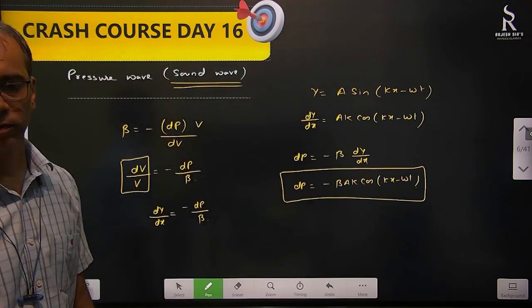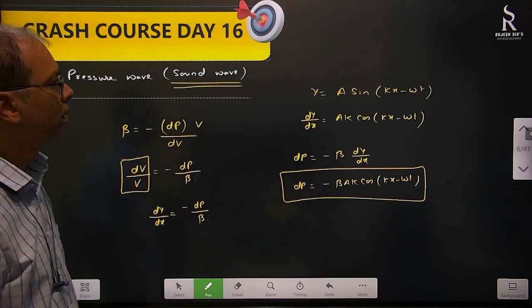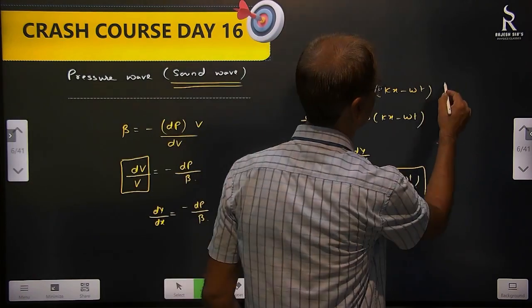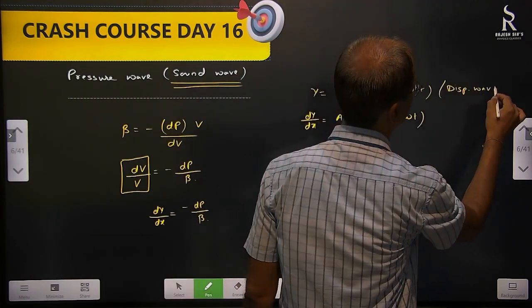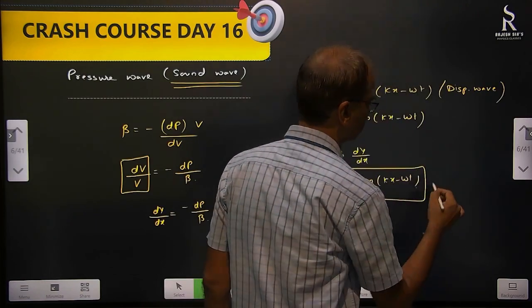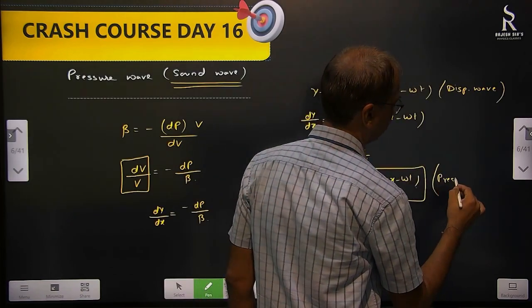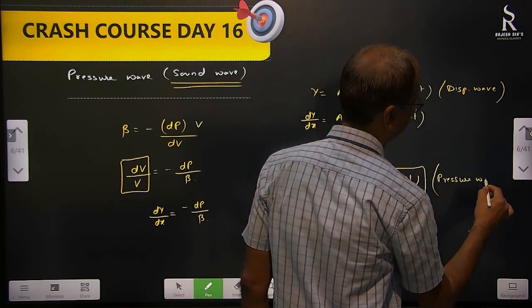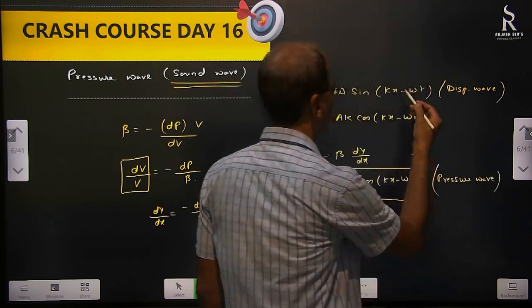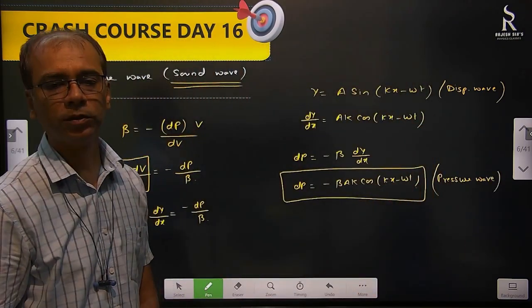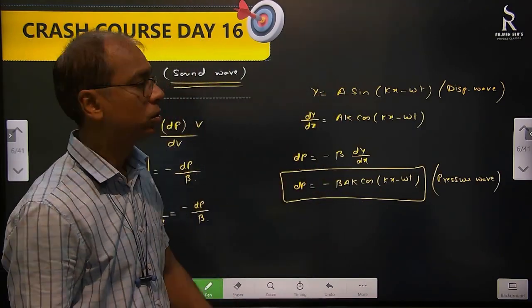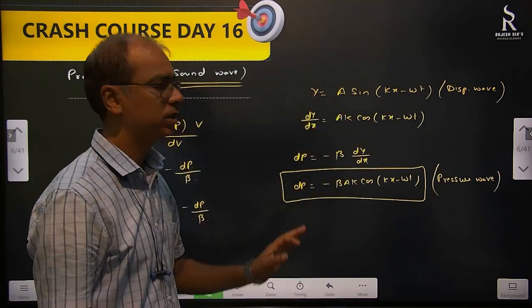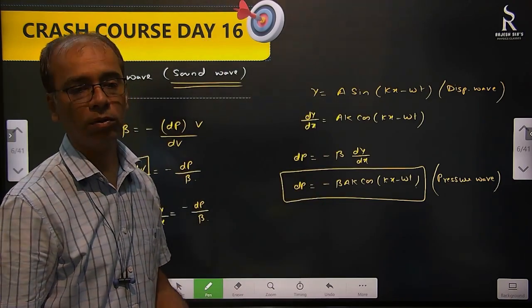This is the pressure wave. Okay, this is the displacement wave, because particles are definitely getting displaced. But how pressure is changing is given by this wave, this form. Now, what is the phase difference between the two waves? This is a sine function, this is a cos function. So displacement wave and pressure wave are 90 degrees out of phase.